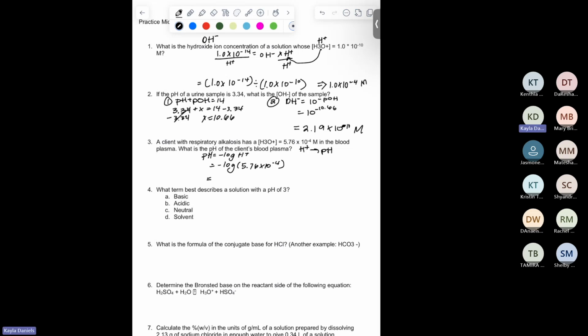Put that into my calculator. Negative log 5.76 times 10 to the negative fourth. And I got a pH of 3.24. This one's only a one-stepper. Any questions?